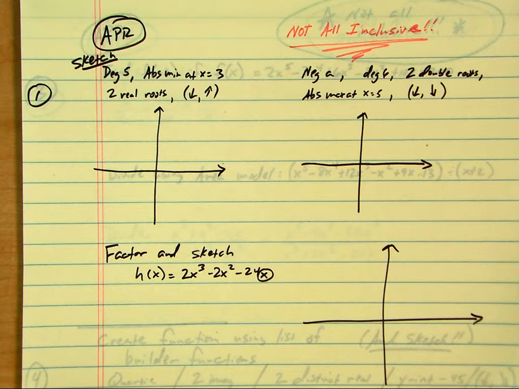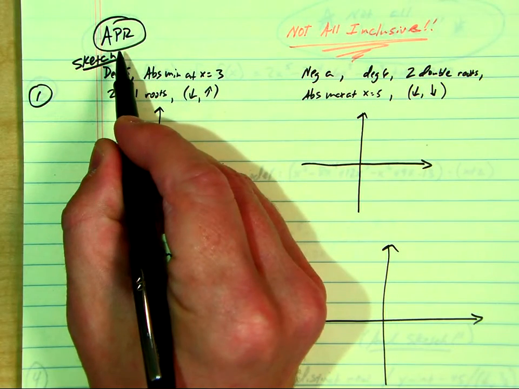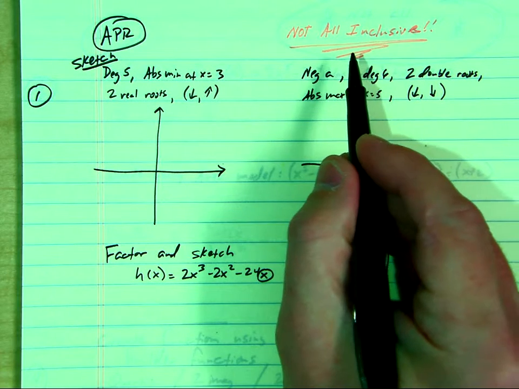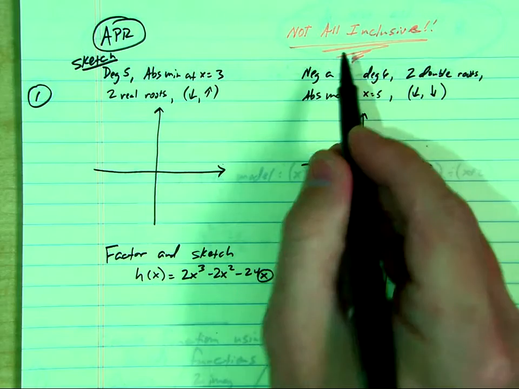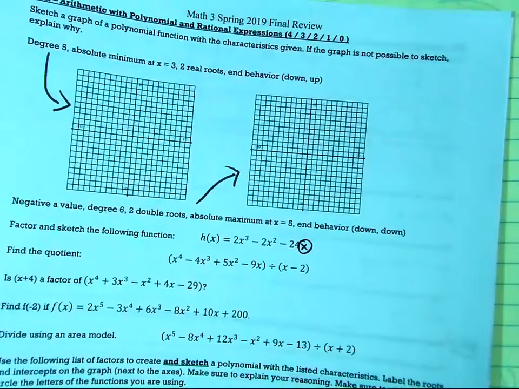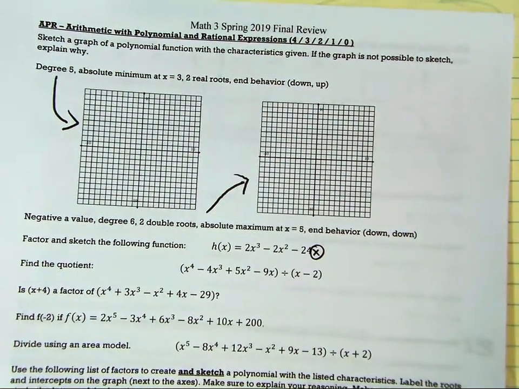All right, boys and girls, here we have the first video in the APR standard review for the spring 2019 second semester Math 3 final exam review. As I say as a disclaimer on all of these videos, this list, this video series, this review topic is not all inclusive. You are responsible for studying everything we've learned through the entire year.